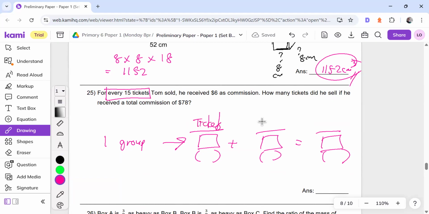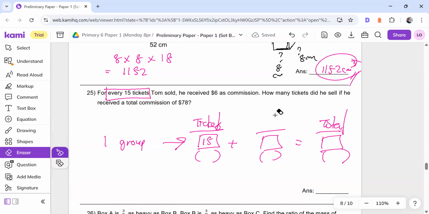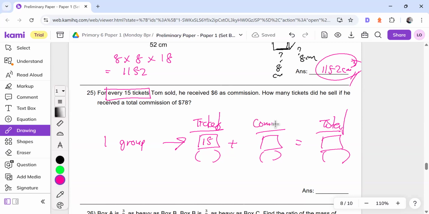And then this you can call commission. How you want to label is up to you, but make sure it's according to the question. So for every 15 tickets, what happened? He received $6 as commission. So how many tickets did he sell if he received a total? So actually it's quite easy. Maybe I just put down here commission, so that it looks more relevant. And this will be the $6, the commission that he received for selling 15 tickets.